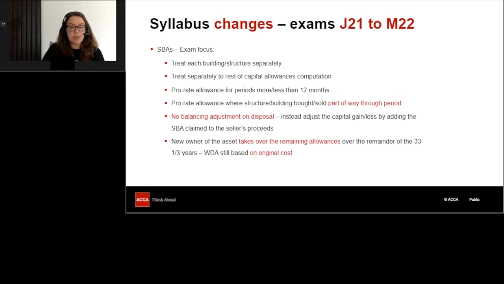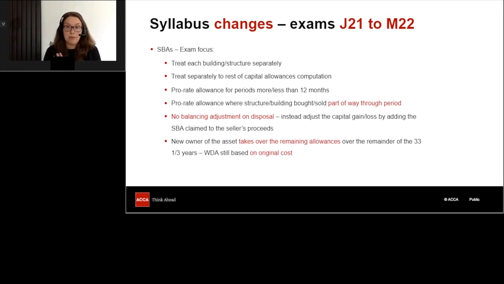Another difference to plant and machinery allowances is the fact that there's no balancing adjustment on the disposal of the assets. So instead what we do is we adjust the capital gain or loss made on the disposal by adding the SBA claim to the proceeds of the seller. And the new owner of the building or structure then takes over any remaining allowances for the remainder of the 33 1/3 years.